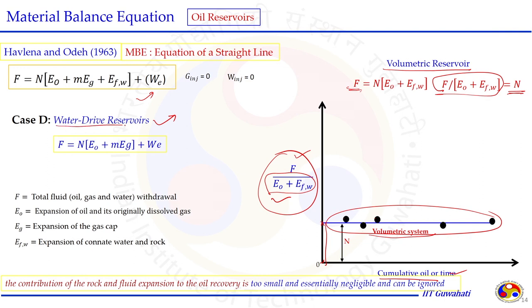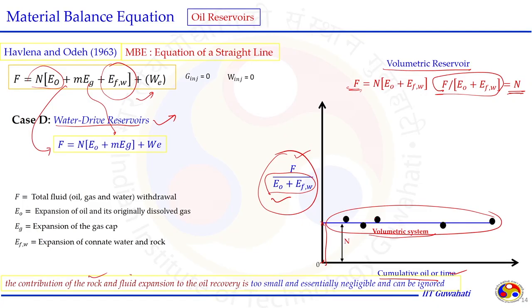So let's say in case of the water drive reservoir, this equation can be simplified. F is equal to NEO plus WE, and this part can be ignored because in water drive cases, the rock expansion and the water expansion are really very insignificant, because the pressure in the reservoir is maintained by the water encroachment, and the expression for EFW has a delta P that is very small. Another reason for ignoring this is that the water drive is significantly contributing towards the production, and we can ignore the rock and fluid expansion factor in the expression.